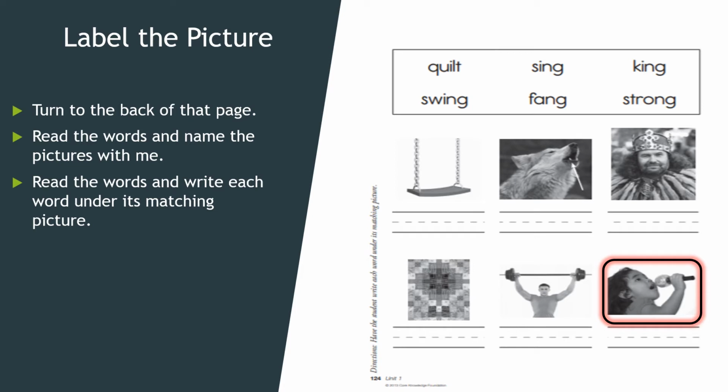I'll do the first one with you. So this first picture is of a swing. So you will choose the word swing from the box and write it neatly on the dotted line, just like this. Once you write your word, then cross it out in the box so you know that you have already used it, like this. Make sure you use your best handwriting.